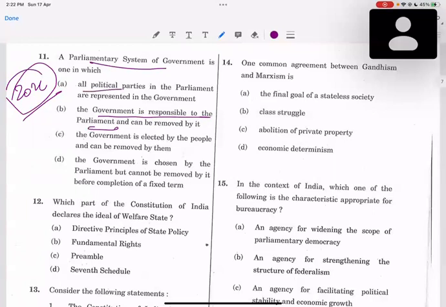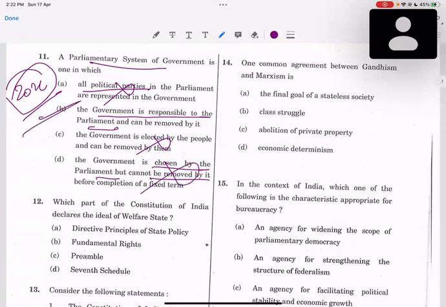Any other option? All political parties in parliament? No, this is not. Government is elected by people and can be removed by them? No, it is elected by people but not removed by people. It is removed by parliament. The government is chosen by the parliament, it cannot be removed, right? No, it can be removed. This is the best option, B.